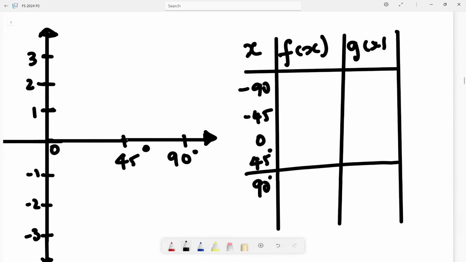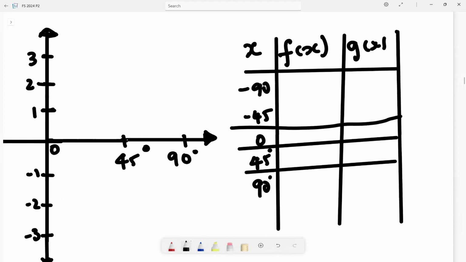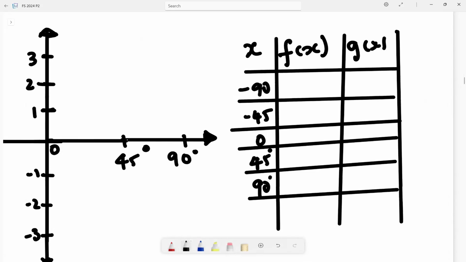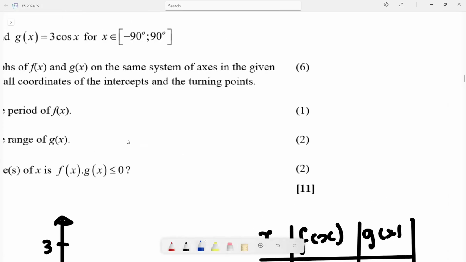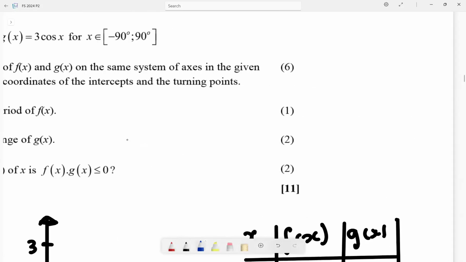The examiner does not want to see this. The examiner does not care whether you use a calculator to draw, or a method like mine to draw. What the examiner is interested in is your values. Okay, the blue one will be f of x. Remember, what's the function of f of x? Sine 2x.